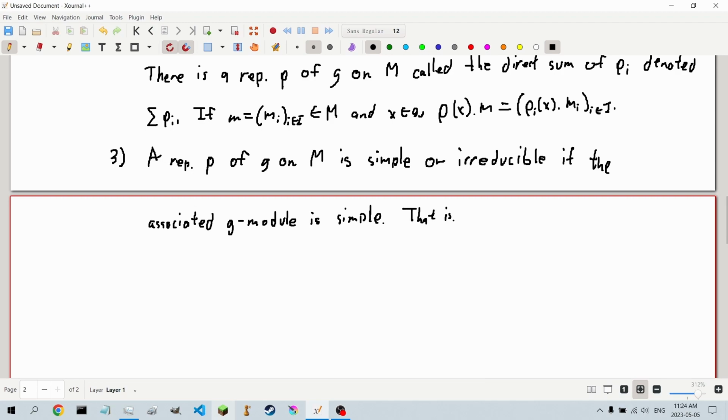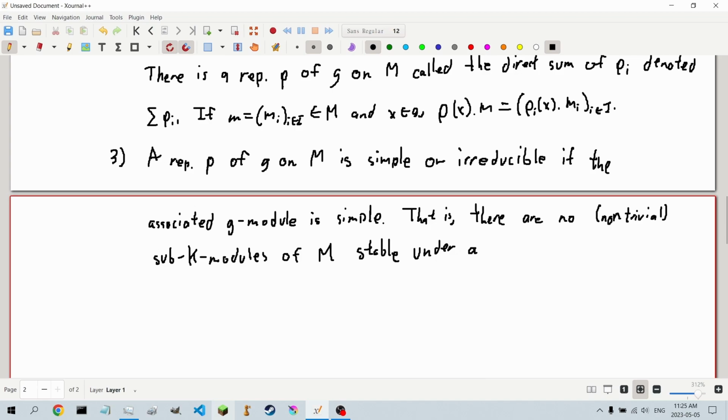That is, there are no submodules which are K modules of M other than the trivial ones of just 0 and the entire M. There are no submodules stable under all rho X. Of course, 0 and the entire M are always stable under these.